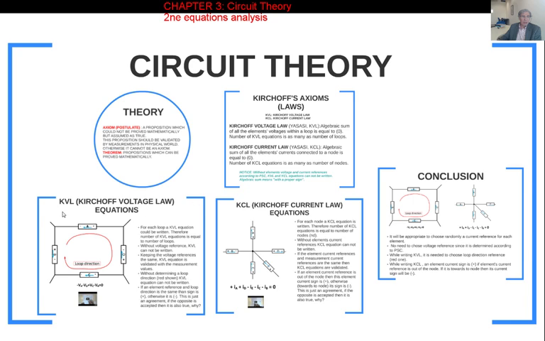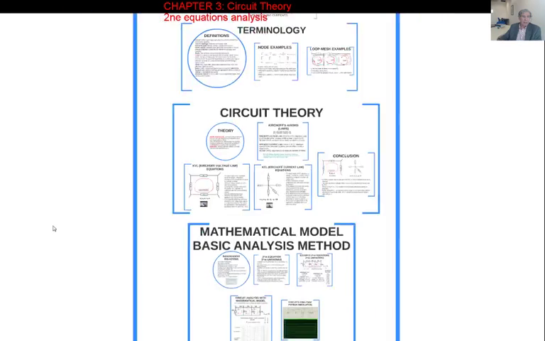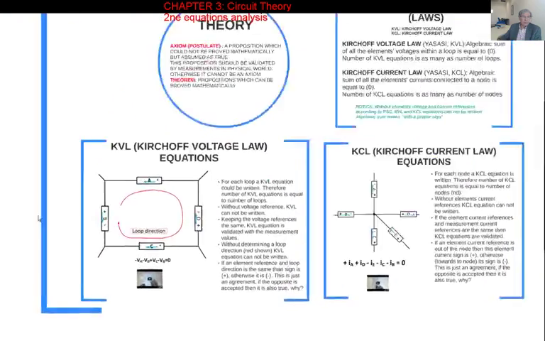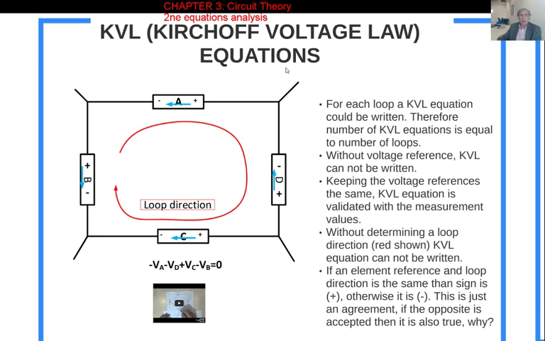Let's go into the details of these axioms now. Here are examples. Kirchhoff voltage law equations. So here there is a loop, and in this loop, we've got 4 elements. There could be many loops within a circuit, of course, but we are mentioning now one proper example, a single loop. For that loop, we are going to write the Kirchhoff voltage law equation.